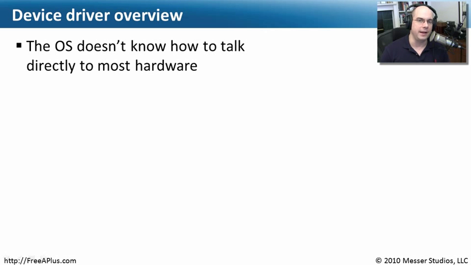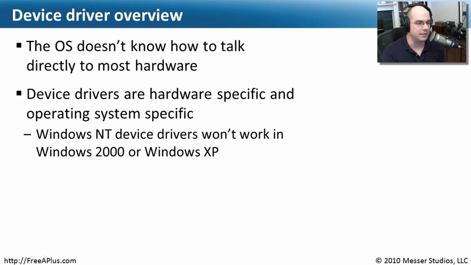That's why we have device drivers. Device drivers allow us to sit right in the middle there, have the operating system talk to the device driver in a language it understands, and the device driver is written to communicate properly to the hardware. Device drivers are very specific to both the hardware and the operating system. That means that if you have a device driver that works in Windows 2000, that same driver is not going to work in Windows XP, and that same driver is not going to work in Windows Vista.